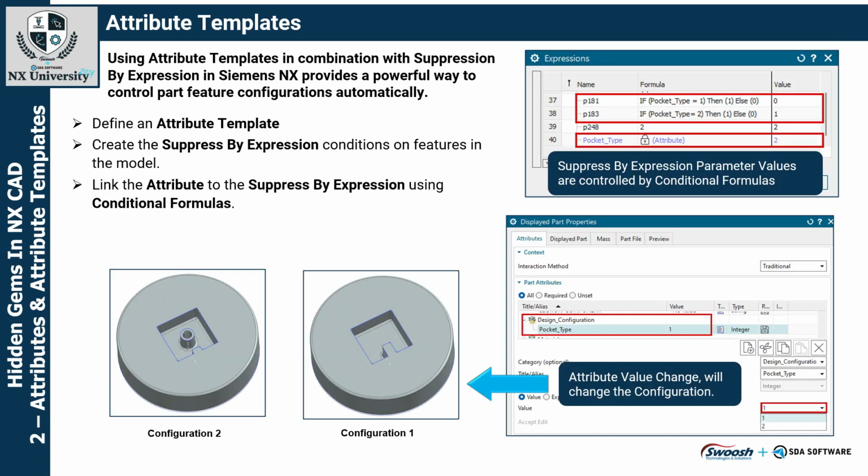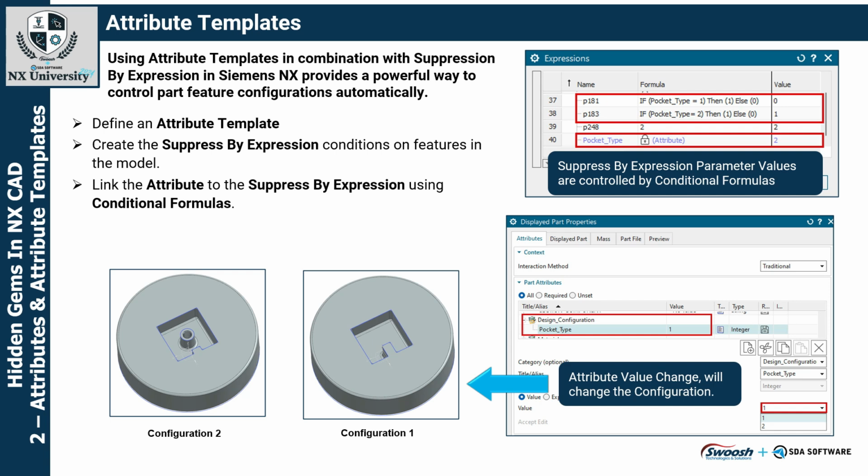Using attribute templates in combination with suppression by expression in Siemens NX provides a powerful way to control part configurations automatically. We can define an attribute template, create the suppress by expression condition on features inside the model, and then we can link the attribute to the suppress by expression using conditional formulas. In the same example we talked about previously, we can build a suppress by expression condition inside of a design where that suppress by expression is referencing an attribute in this particular case.